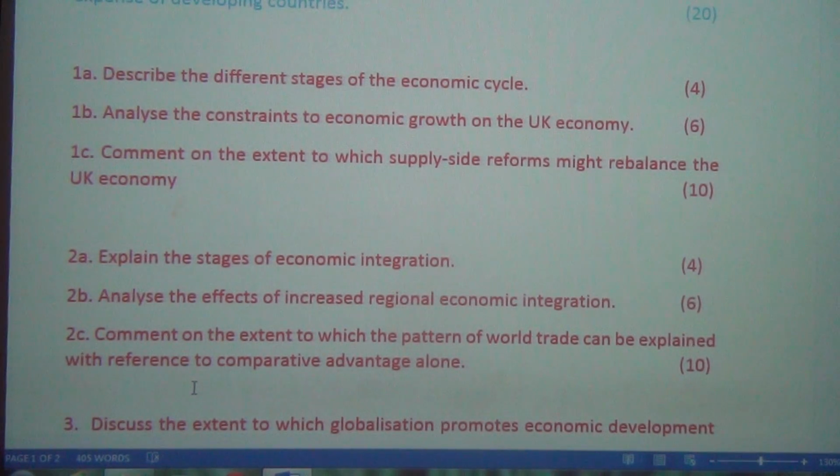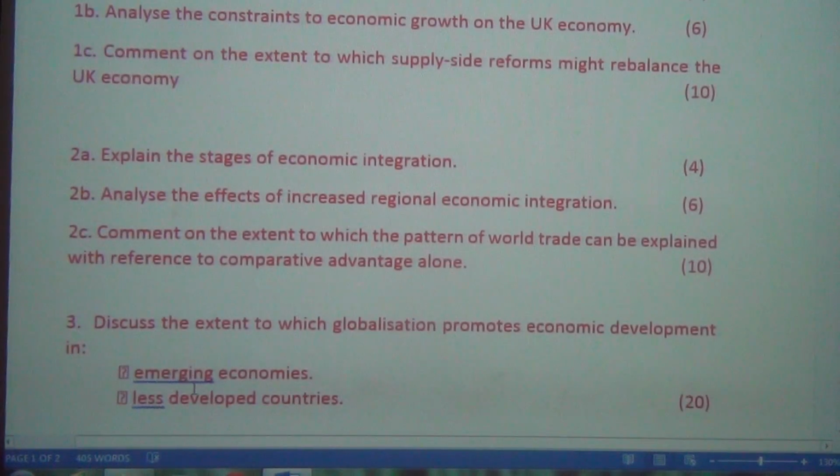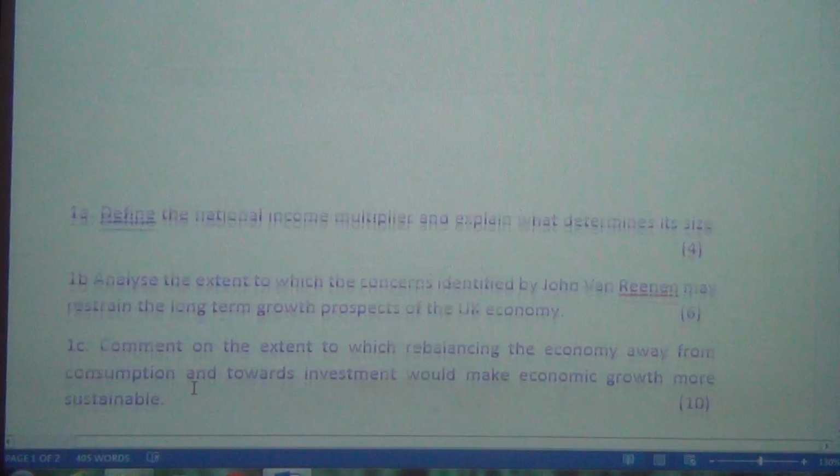And then finally, the big hitter, the essay question, discuss the extent to which globalization promotes economic development in, number 1, emerging economies, and number 2, less developed economies. That's paper 2. Paper 3 then.